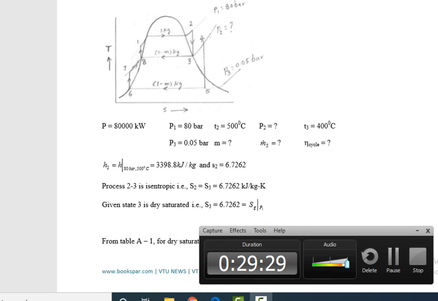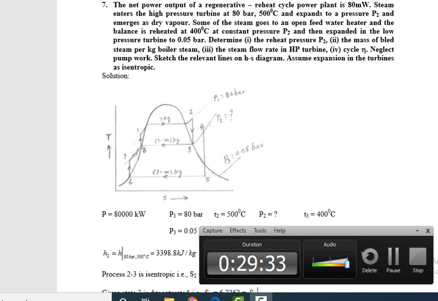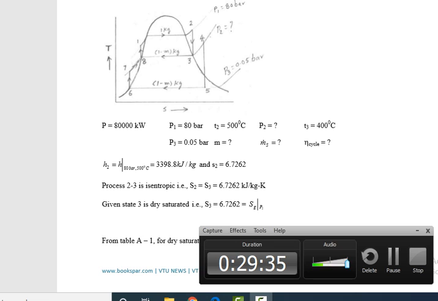And what is the given input? The power output of the cycle is given as 80 megawatt, that is, 80,000 kilowatt. Pressure P1 is 80 bar, temperature T1 is 500 degrees Celsius. P2 is not given; the reheat pressure is not given.